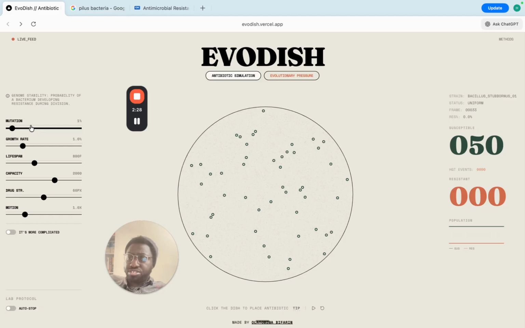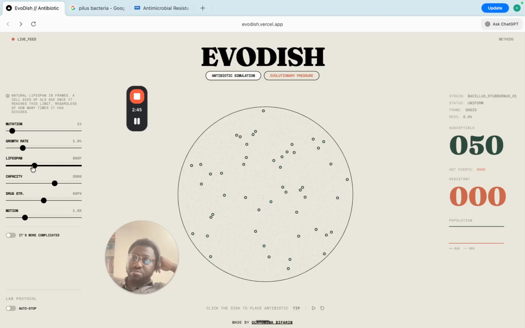Mutation is the genome stability, so the probability that a bacterium would develop resistance when dividing. Growth rate is how quickly the population divides and grows. Lifespan is the natural lifespan. In my simulation, this is in frames, so a cell dies of old age once it reaches this limit, 800 frames. If I recall correctly, I think I have about 60 frames in a second, I'm not quite sure about that. But anyways, this is a simulation of the lifespan.